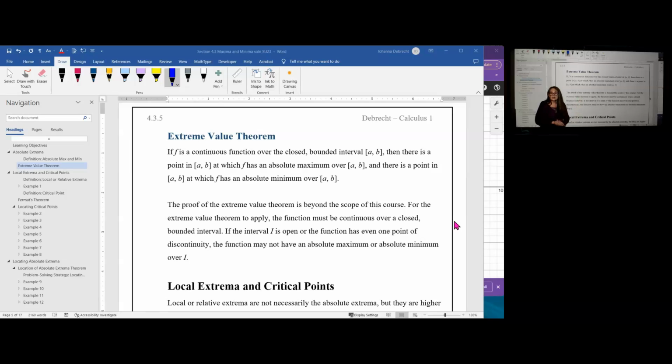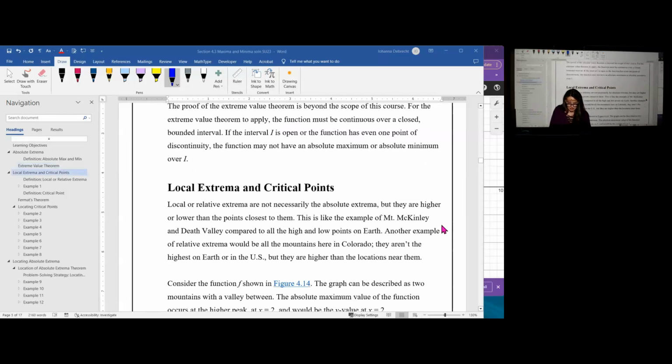The proof of this theorem is really kind of beyond us at this point. So you're just going to have to take it on faith. Keep in mind, if the interval is open, or it has even one point of discontinuity, it may not have an absolute maximum or an absolute minimum on that interval.